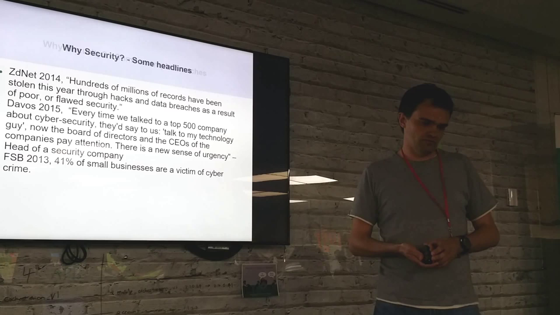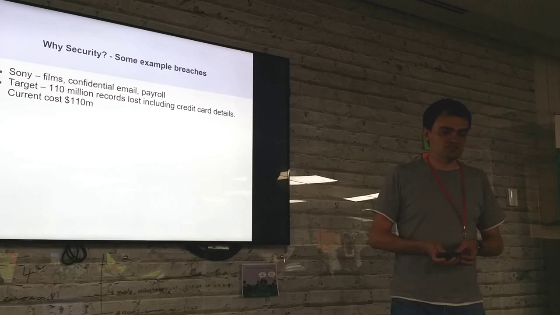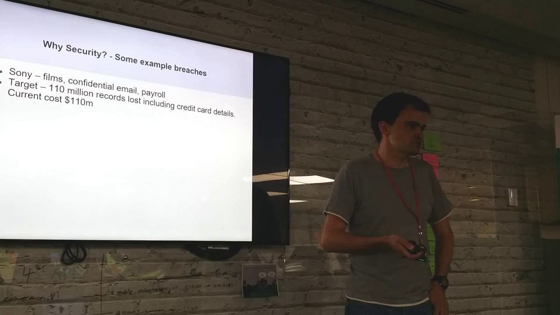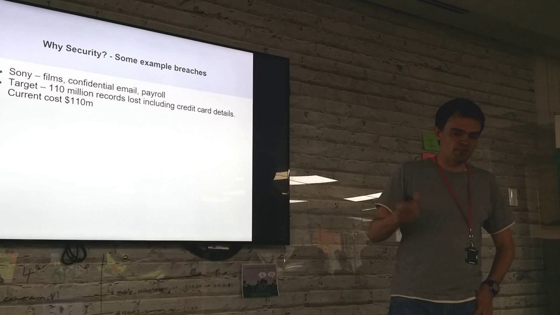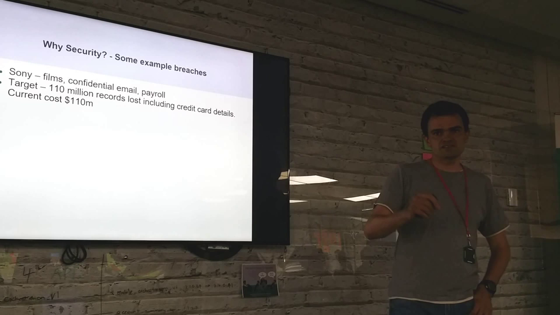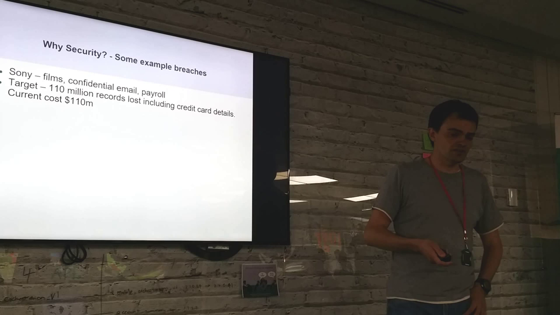So some examples. Sony lost films, confidential email criticizing the government, and payroll details, which will result in them being sued when they work out that their female workers are paid disproportionately to their male workers. Target had a point of sale exploit in their systems, which was capturing all the credit card details and posting them off to a foreign website. That has currently cost them £110 million. It'll probably end up costing them £500 million.